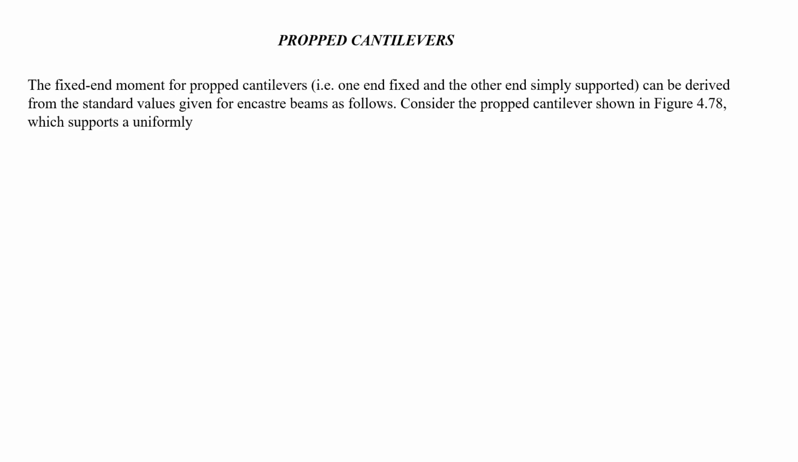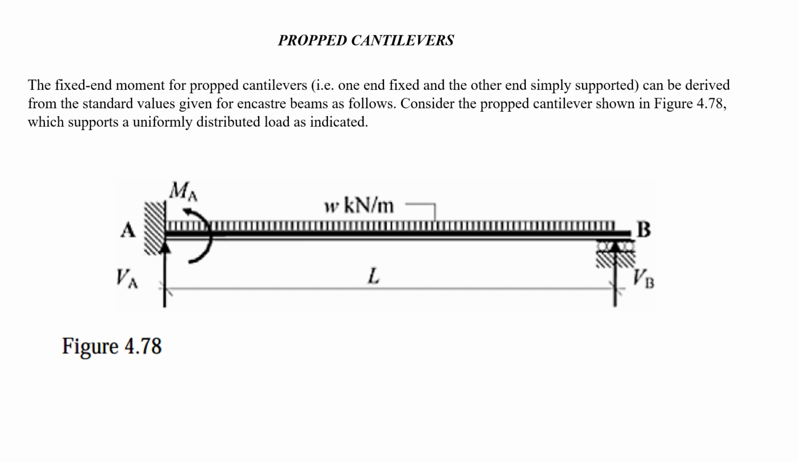Consider the propped cantilever in the figure below, which supports a uniformly distributed load as indicated. This is the fixed end support, and this is the roller support. It is uniformly loaded with W kilonewton per meter. This is the span L. VB is the reaction at B, VA is the reaction at A, and MA is the reaction moment at A, because it's a fixed end. So there will be a moment developing here.